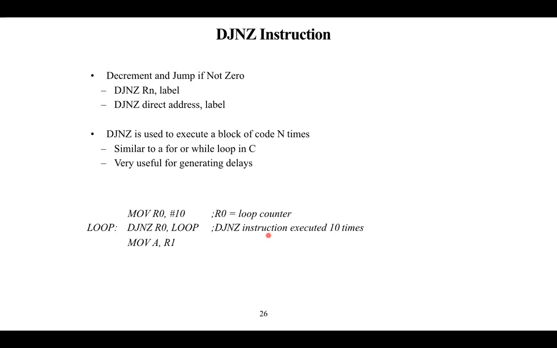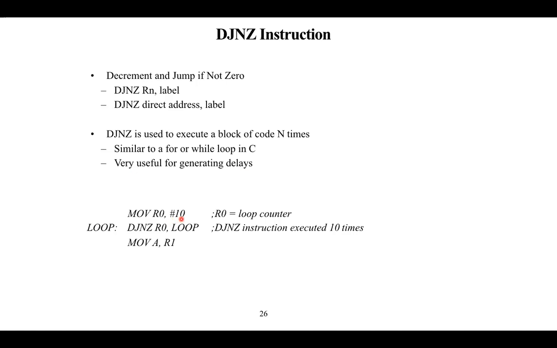DJNZ instruction: decrement and jump if not 0. DJNZ Rn, label. DJNZ direct address, label. DJNZ is used to execute a block of code n times, similar to a while loop in C, and is very useful for generating delays.